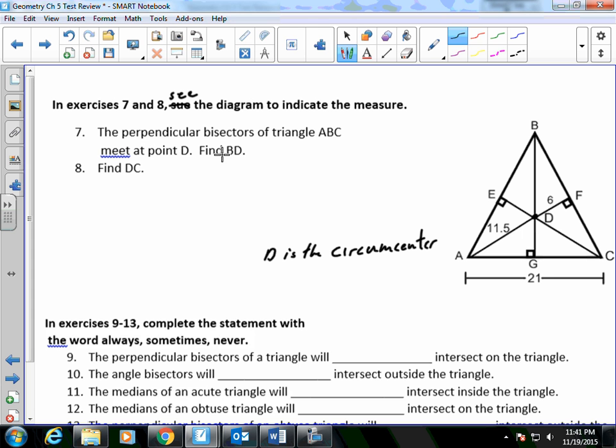So 7 wants us to find the length of BD. Well, BD, since it's the distance from the circumcenter to a vertex, should be the same as D to A. And D to A is 11.5. So the length of BD should be 11.5. And in the same case, DC is just another distance from the circumcenter to another vertex. But once again, it's supposed to be equidistant, so DC should be 11.5 as well.